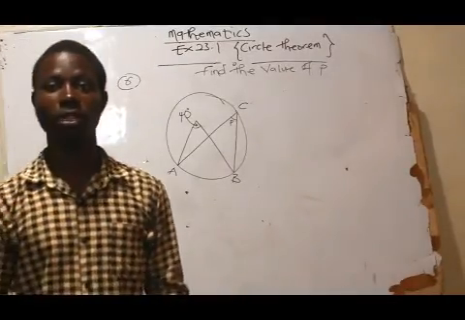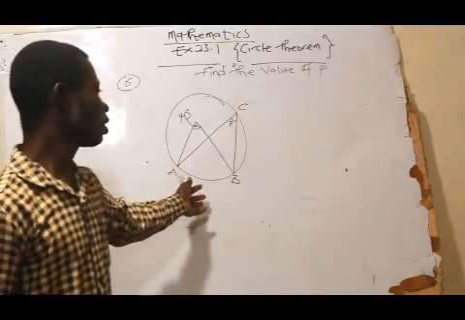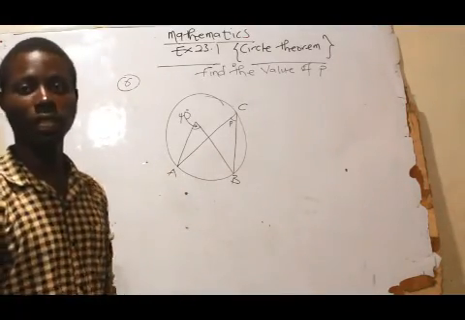Question 6 now, and we are told to find P. Now let's draw an imaginary line to join A to B.